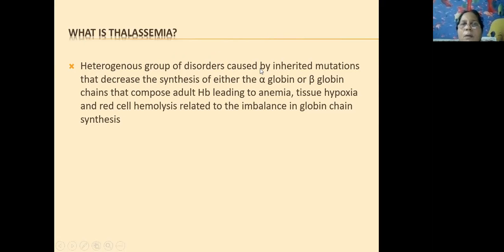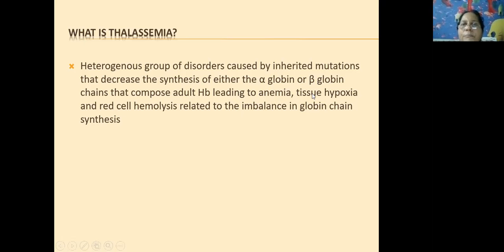How is it caused? Inherited, so from parent to offspring. Mutation, so some genetic mutation happening that reduces the synthesis. So the synthesis quantity is reduced, either of alpha globin or beta globin. So it can be in the alpha chain or in the beta chain, that compose adult hemoglobin, all 2 alpha and 2 beta, leading to, so what does it cause?